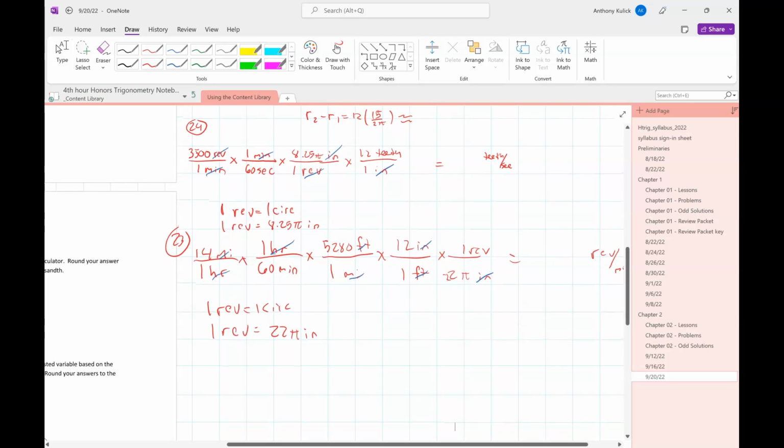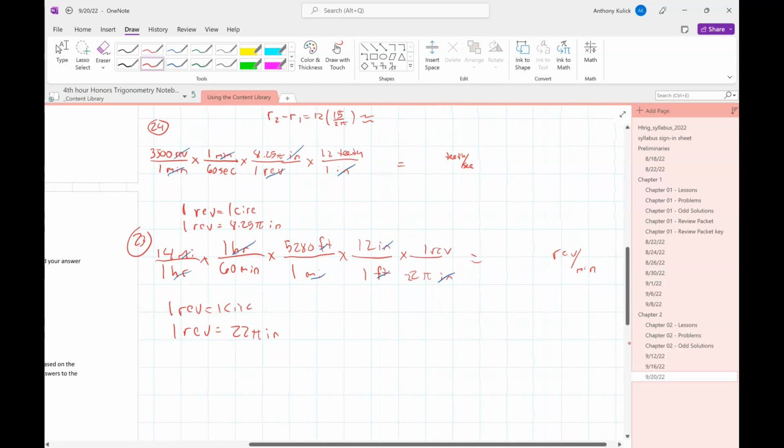Does that feel okay, Sophia? It's like almost the exact same setup as the example problem in the homework or in the notes. It just didn't have to go quite as far because we went minutes instead of per second. Olivia? Sure.